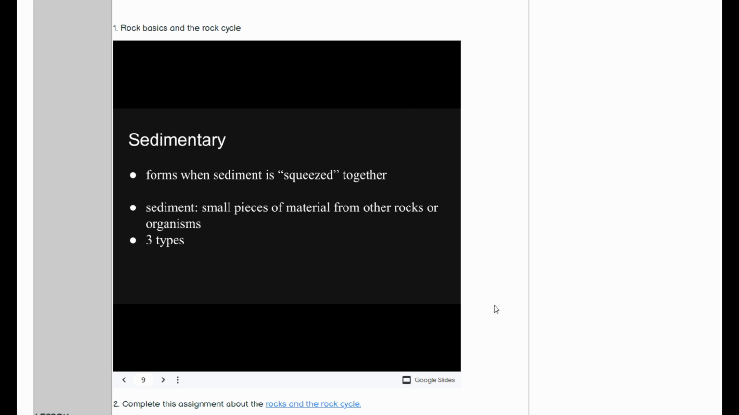Sedimentary rocks. These form whenever sediment is squeezed together. So you have lots of particles and they are all pushed together under pressure to form the solidified rock. Sediment are small pieces of material from other rocks or organisms. It's usually been chipped away by either weathering or erosion.